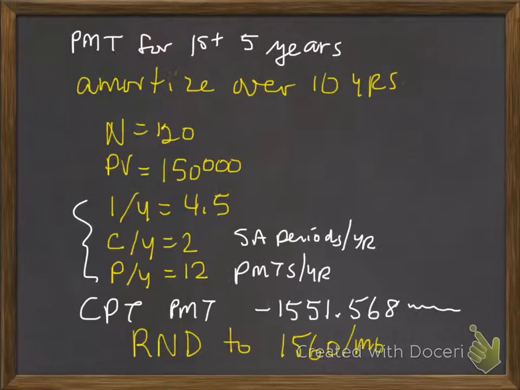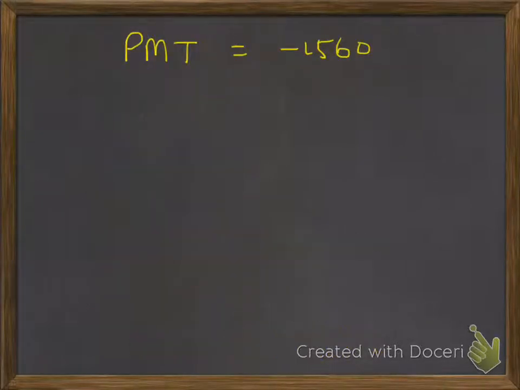So for the next stage, you're going to make sure that you pump into your calculator that the payment is equal to negative 1560, because remember that initially our payment came out as a negative value, so we're going to pump that back in as a negative 1560. So that's our new payment. That's going to replace the payment that was computed of $1,551.57. We're going to replace that with this payment. And now we're going to key in second amort.